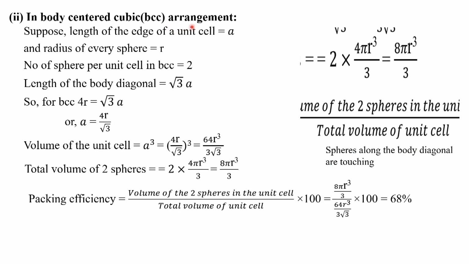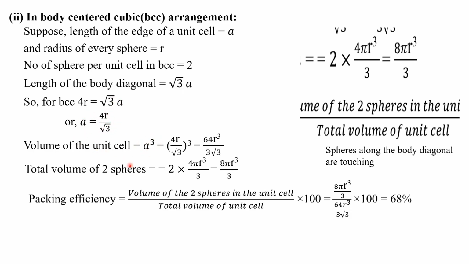In the body centered cubic arrangement, or BCC, suppose the length of the edge of the unit cell is a and the radius of every sphere is r. The number of spheres per unit cell in BCC is 2. The length of the body diagonal is square root 3 times a. So for BCC, 4r is square root 3 a. So a will be 4r by square root 3.